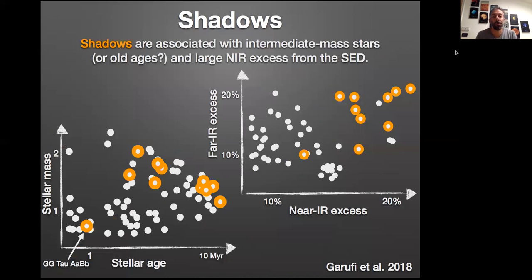What we found is also that shadows are associated with intermediate mass stars, so this is similar to the results for spirals, and also that they are almost always associated with a large near-infrared excess, which is tracing the material in the very inner regions. So we're really reconnecting the structure of the outer disk with the geometry of the inner disk.